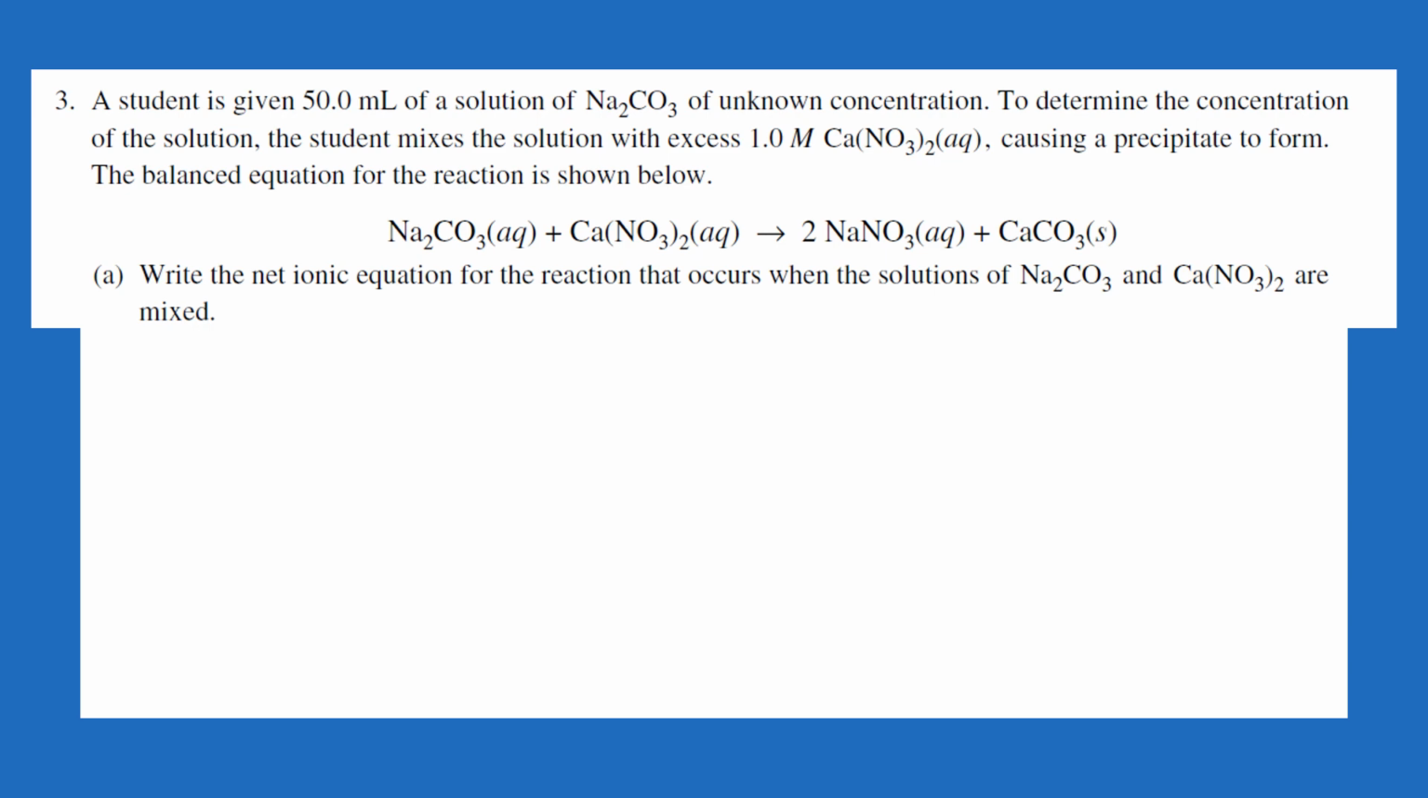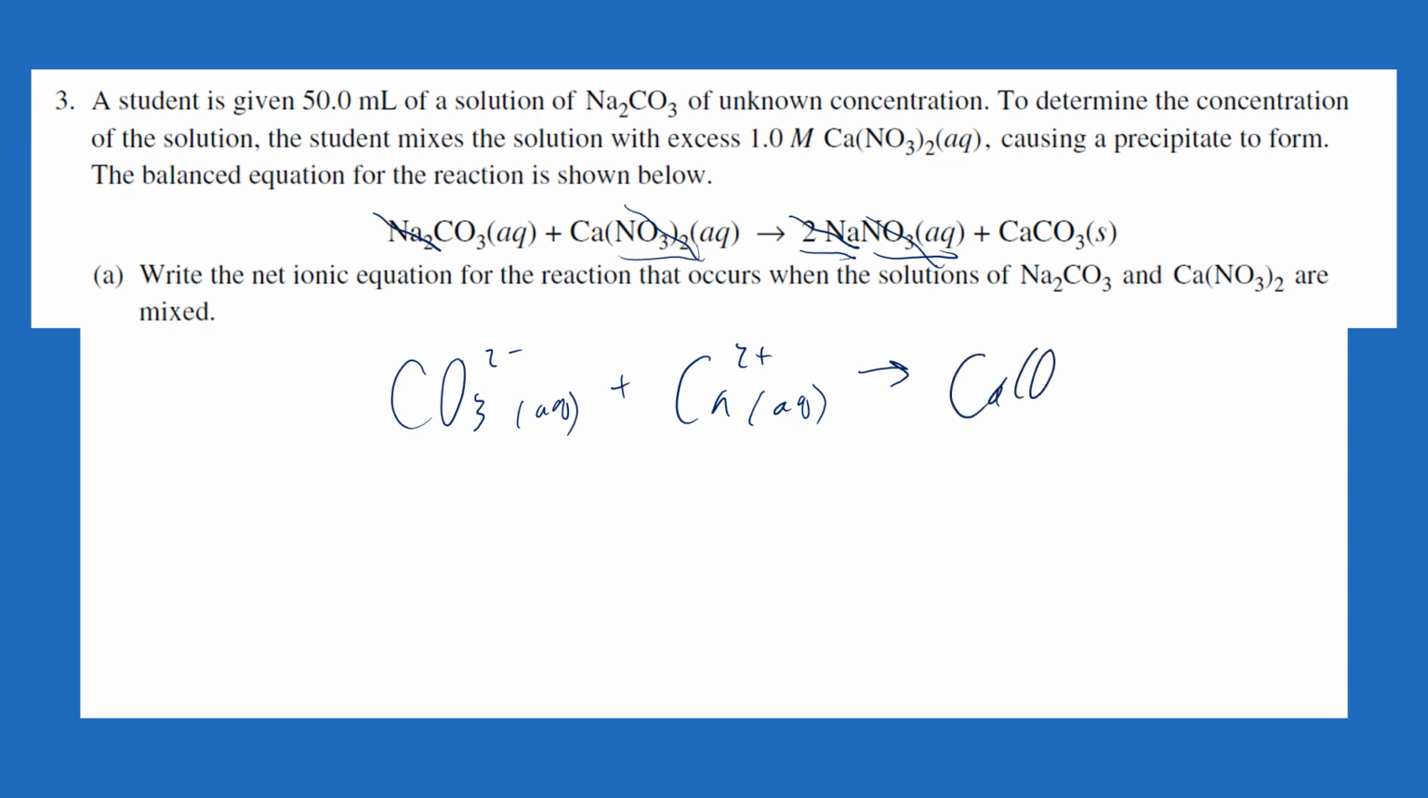So anything that's aqueous on both sides will be spectator ions. So our sodium is aqueous on both sides, and our nitrate is aqueous on both sides. So that leaves us with our carbonate ions and our calcium ions, forming our solid calcium carbonate.